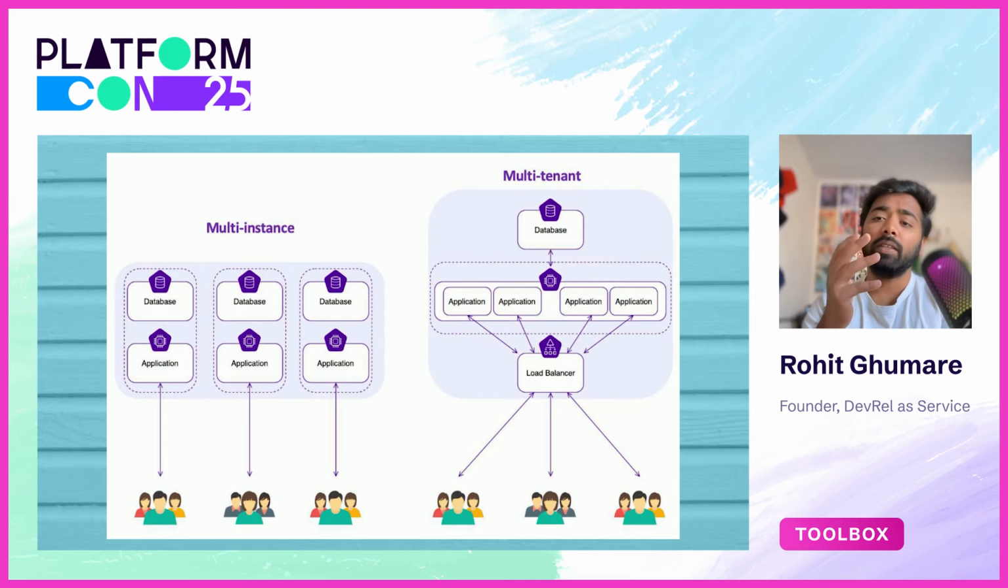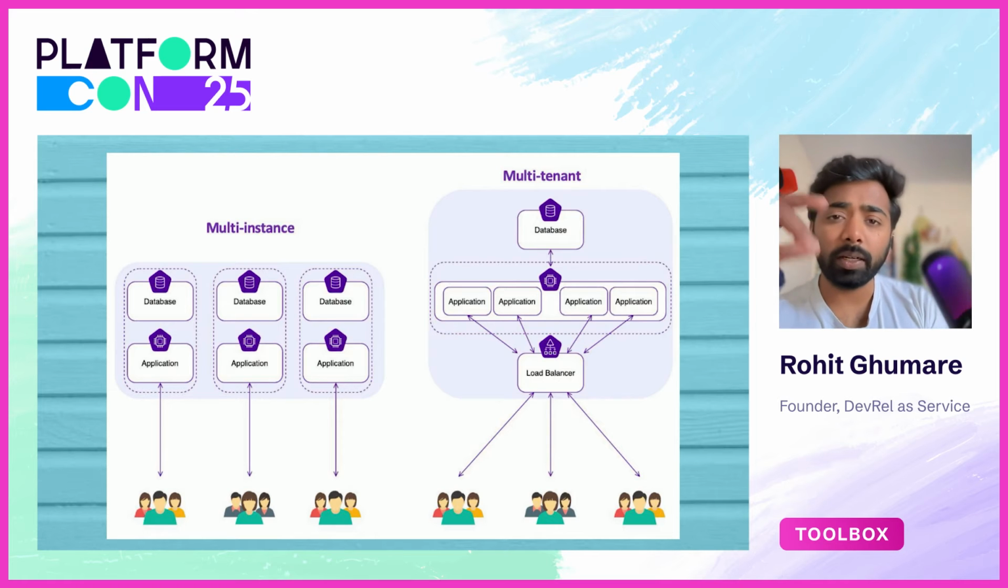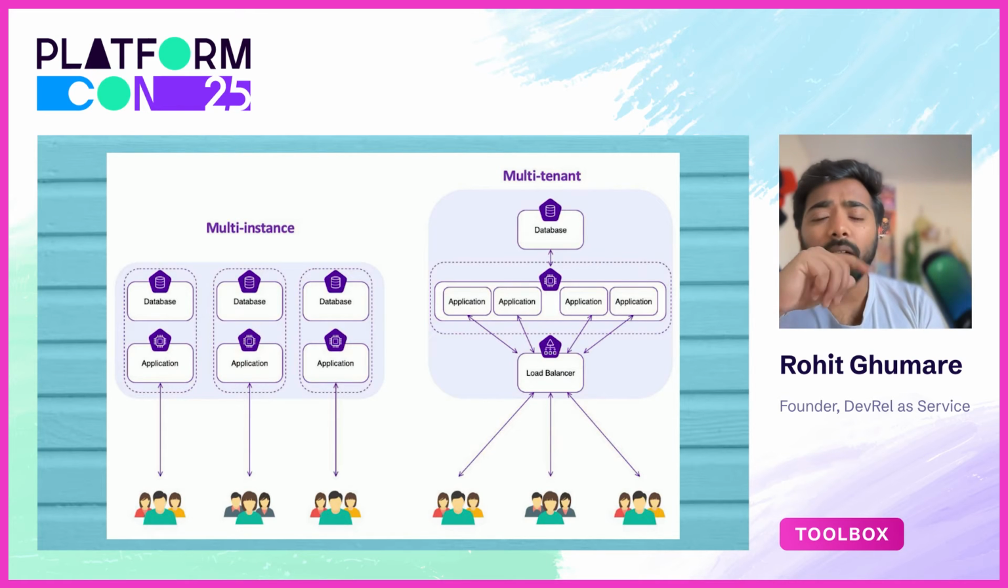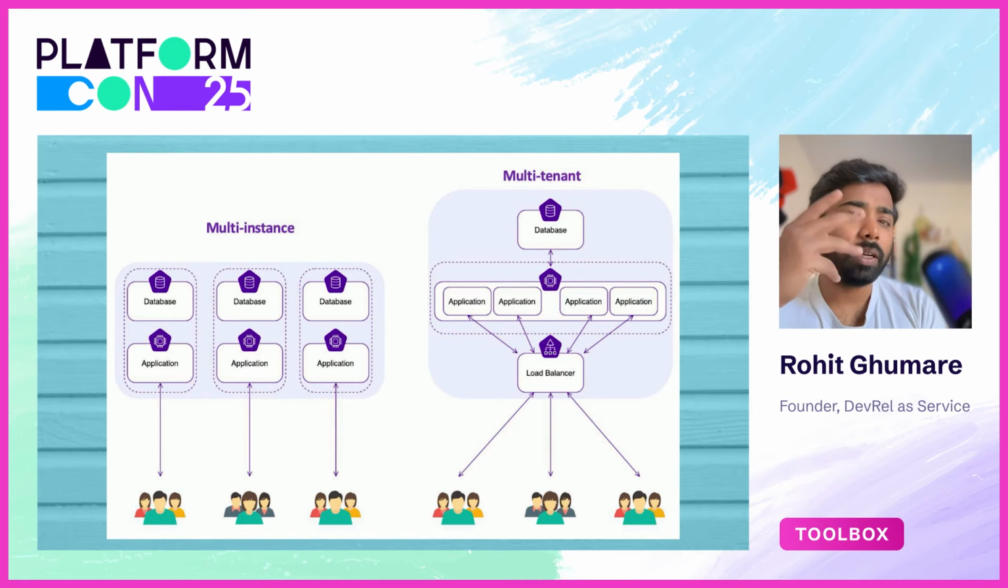On the left, we see the multi-instance model where each tenant gets a completely separate application and database. Then on the right is the shared multi-tenant model where tenants share infrastructure with logical separation. Soft tenancy uses namespaces with RBAC controls and network policies. It's cost efficient but has moderate isolation. Hard tenancy uses virtual clusters or separate clusters, which I just showed you, offering stronger isolation at higher cost.